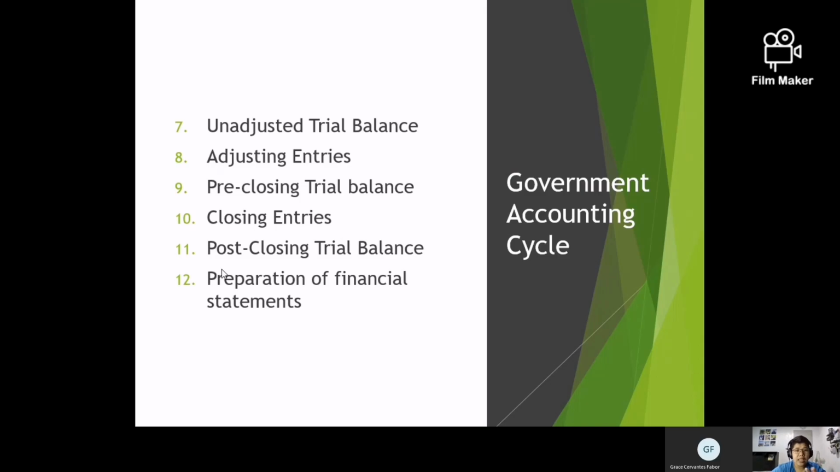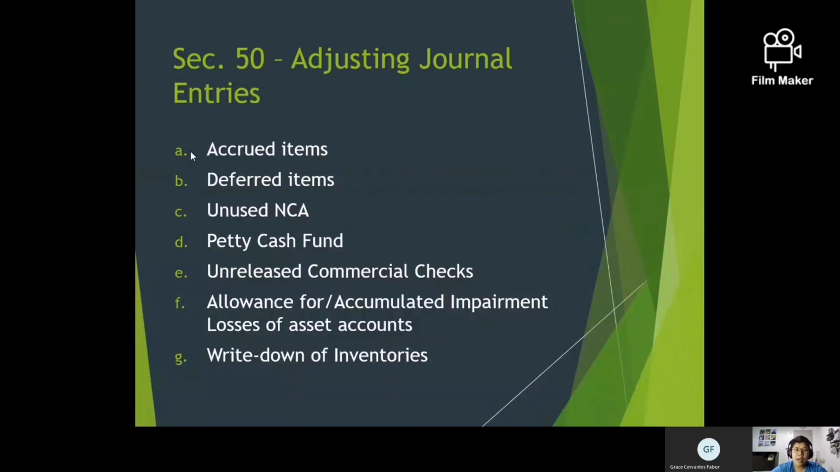Ano ba yung mga adjusting entries na meron sa government? So, we have yung normal, accrued. So, adjust ka ng mga accruals and then deferrals. And then, the unused NCA, yung kanina natin diniscuss, reversion of unused NCA. Petty cash fund. Kung ano yung doon sa commercial, same dito. Imprest cash system. Same po dito. Petty cash fund. Para for replenishment. All unreplenished expenses in the petty cash fund should be adjusted at the end of the period.